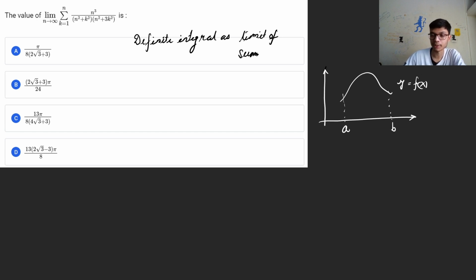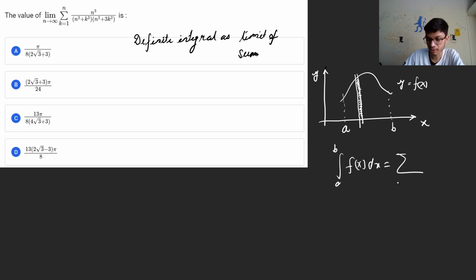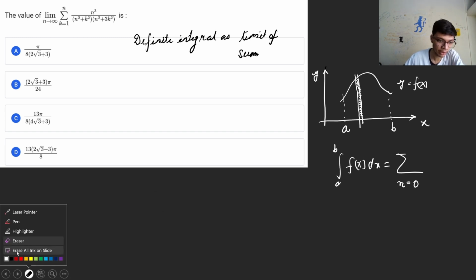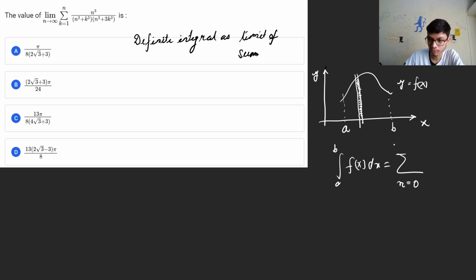So the definite integral of this curve implies that this is basically the area under this graph. In order to find this area, I took small strips of rectangles and replaced the integration from a to b of f of x with a summation over many infinite strips. So let me consider n strips.